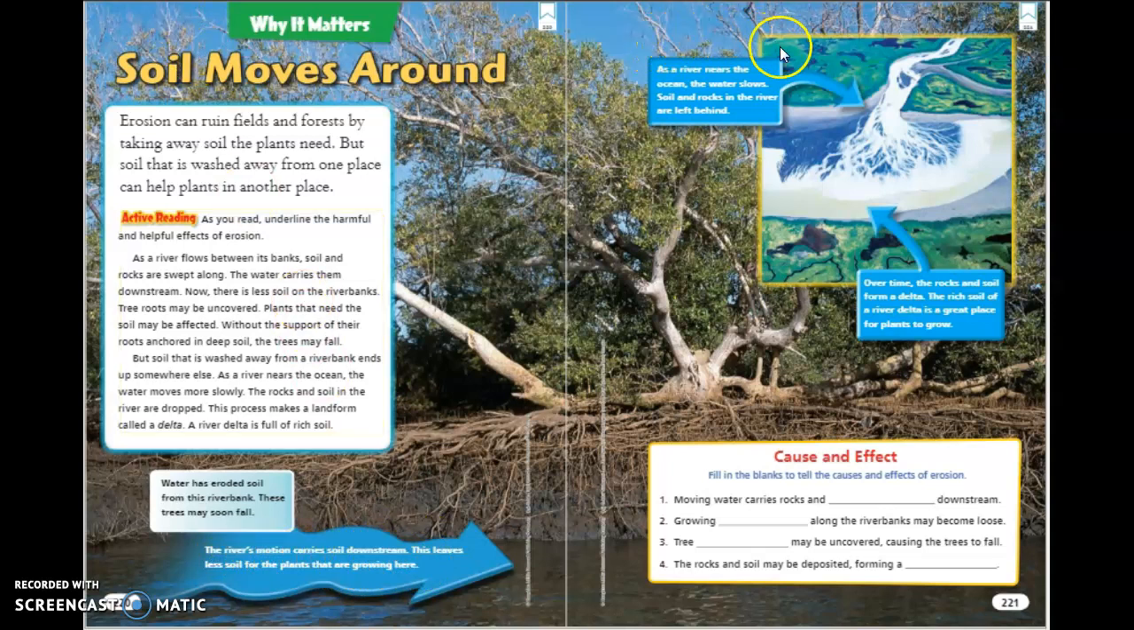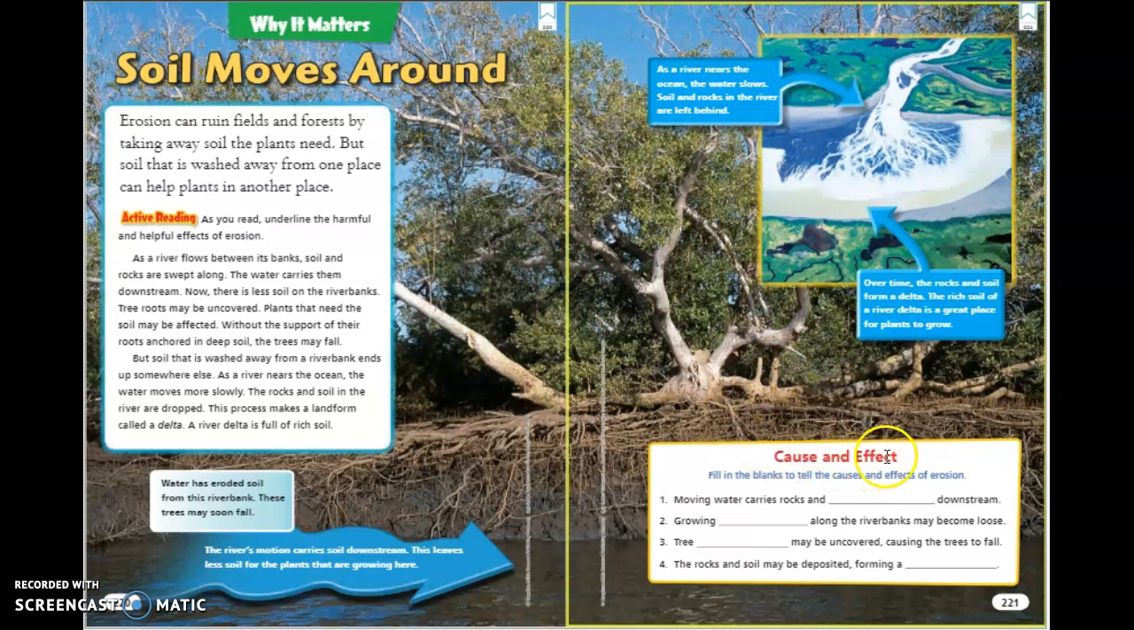Page 221. Let's look at the picture above and read the captions. As a river nears the ocean, the water slows. Soil and rocks in the river are left behind. Over time, the rocks and soil form a delta. The rich soil of a river delta is a great place for plants to grow.